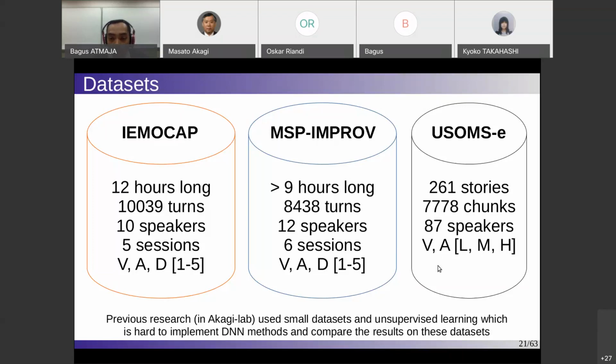And the difference between the datasets here and the previous research in our lab is that the previous research used small datasets like the Fujitsu database and also EmoDB for German. But here I use larger datasets, so I can use DNN. And the previous one used supervised learning.